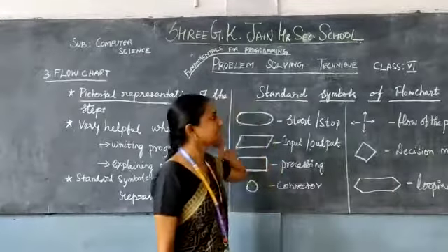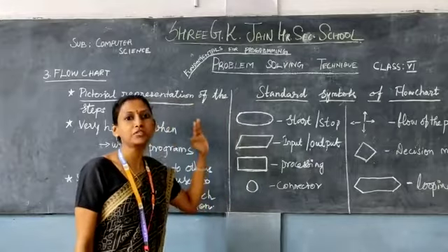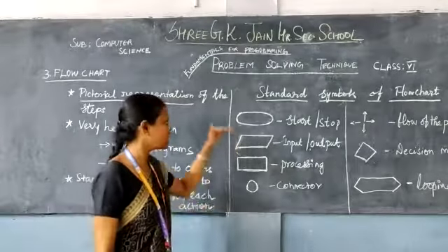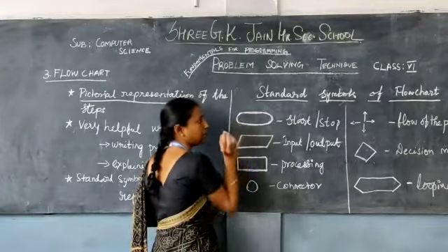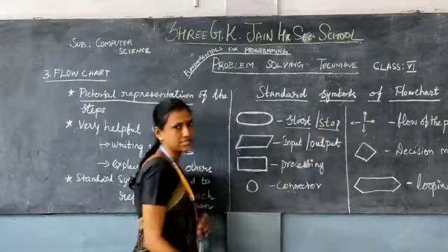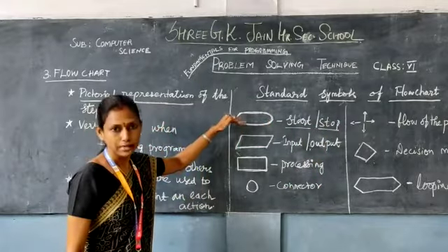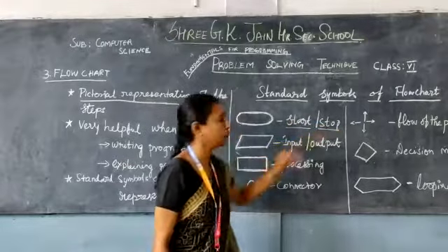Next, standard symbols of flowcharts. These are the standard symbols that we are using in our flowcharts. This first one is the oval shape. This shape denotes to start or stop our process.